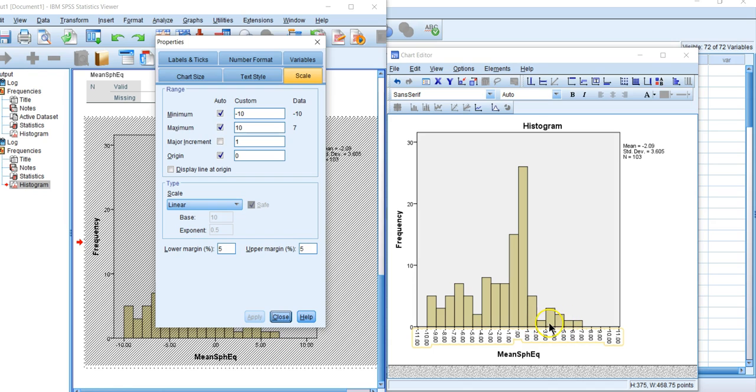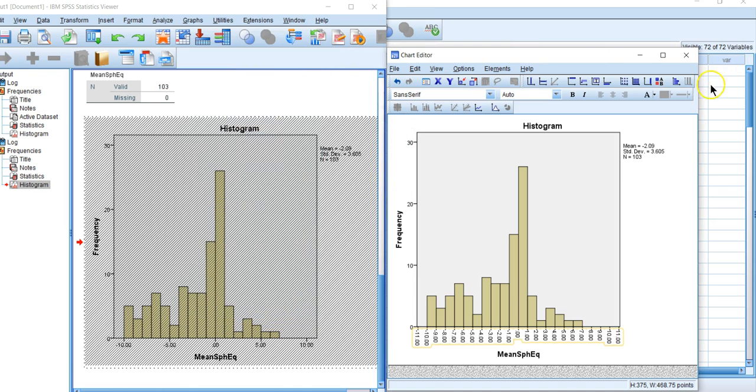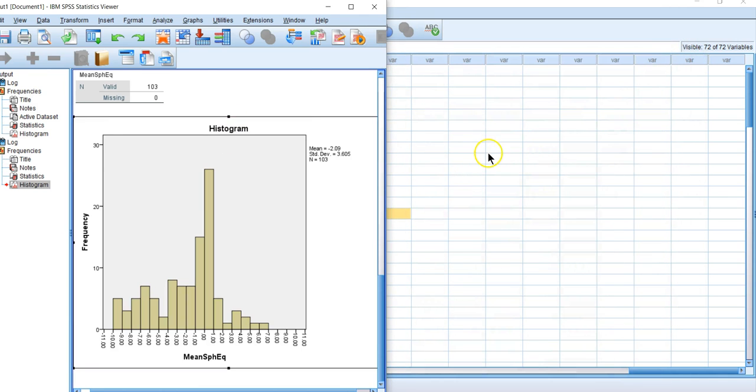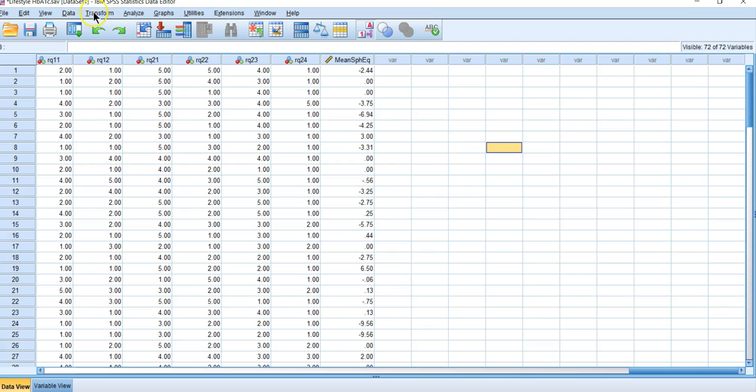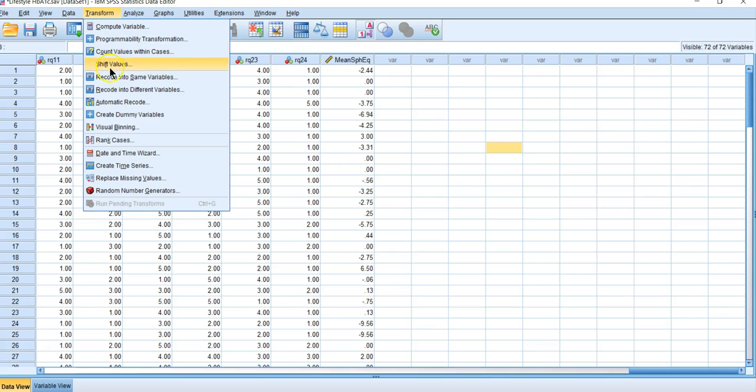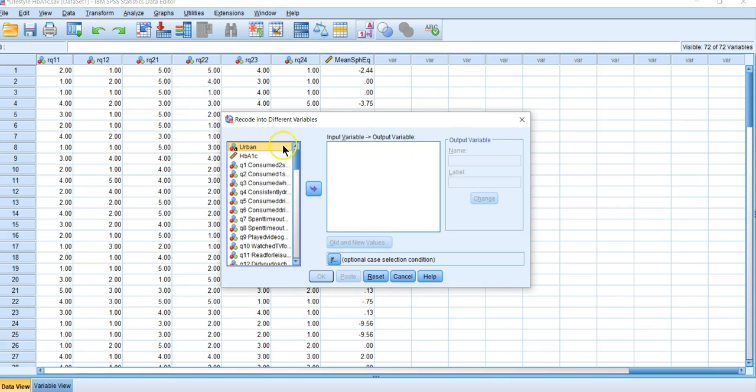Let's use 2 as our cutoff for hyperopia, -1 for our cutoff for emmetropia, -5 for our cutoff for high myope. Actually, maybe -0.5 there. So what we want to do is we want to break down our mean spherical equivalence into a categorical variable. And the way we're going to do that is we're going to go to Transform. We're going to recode into a different variable.